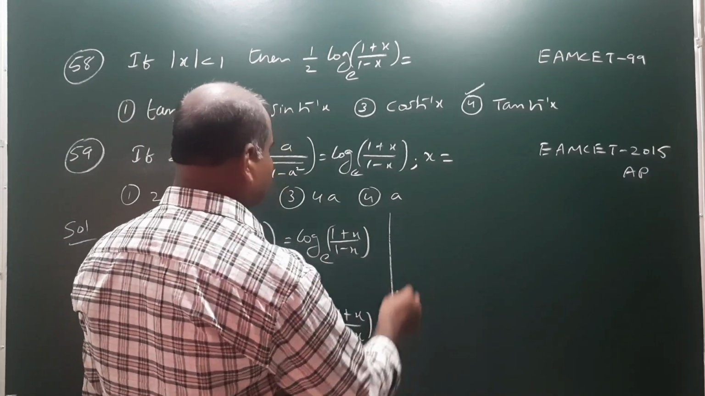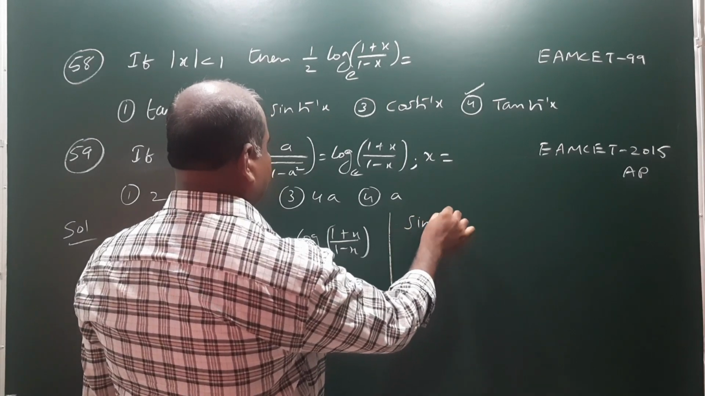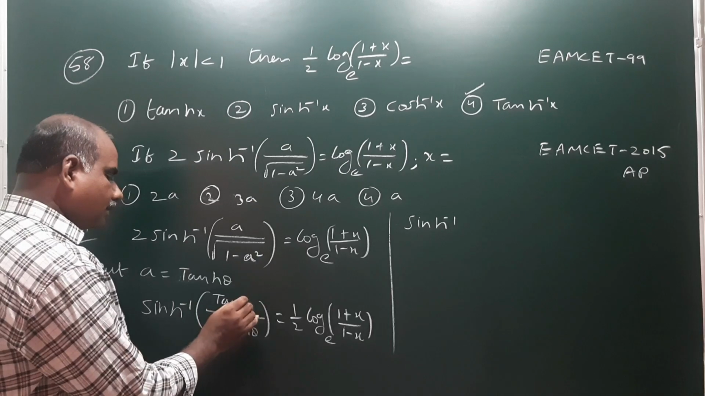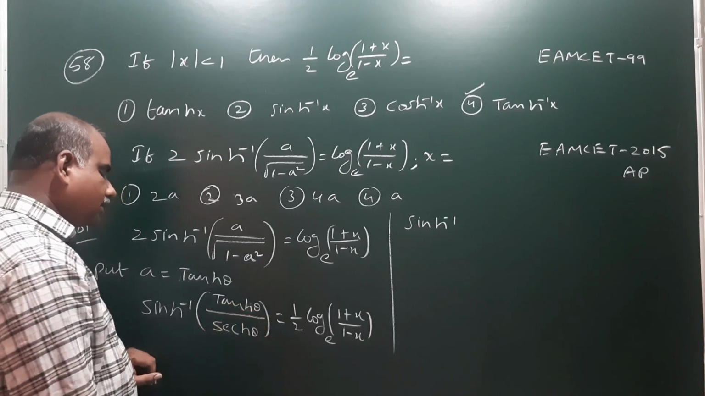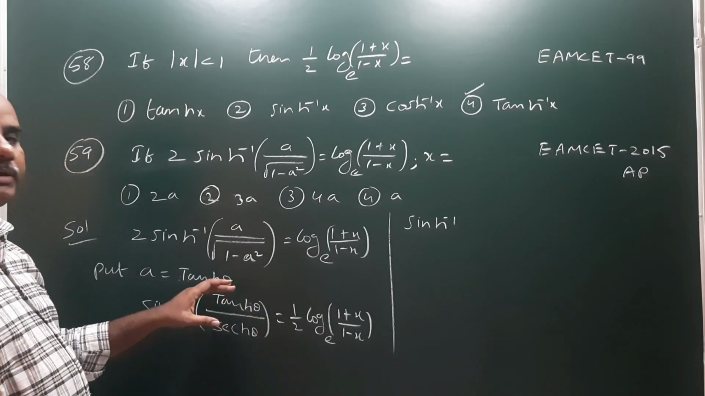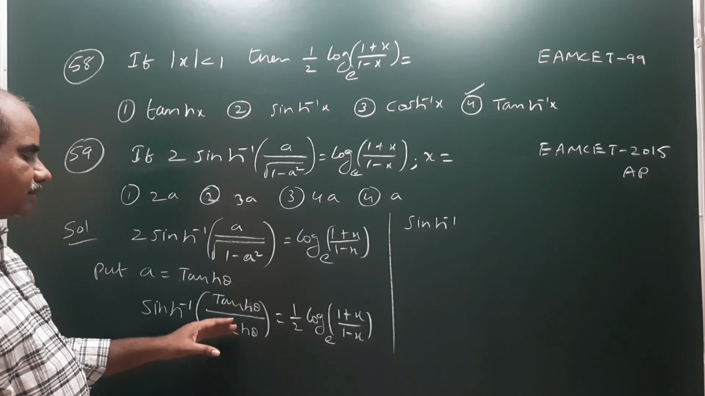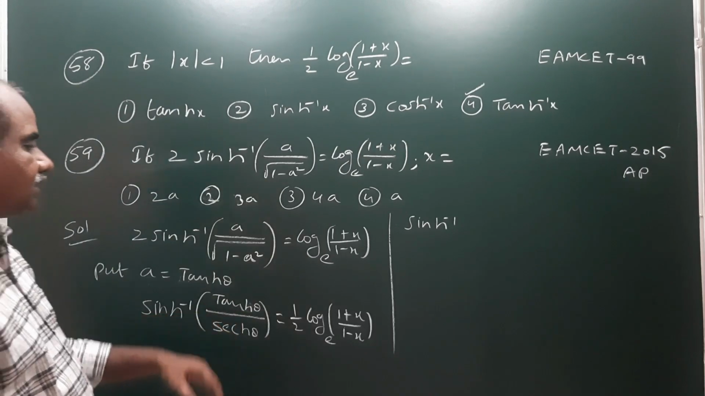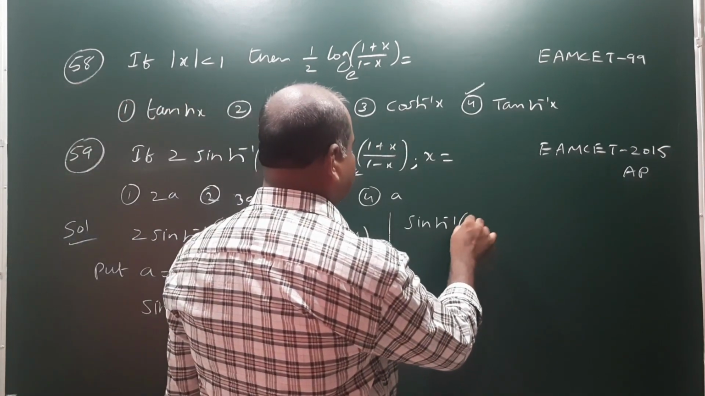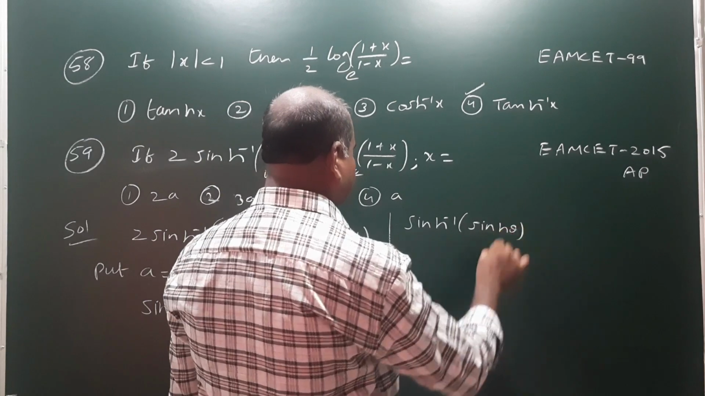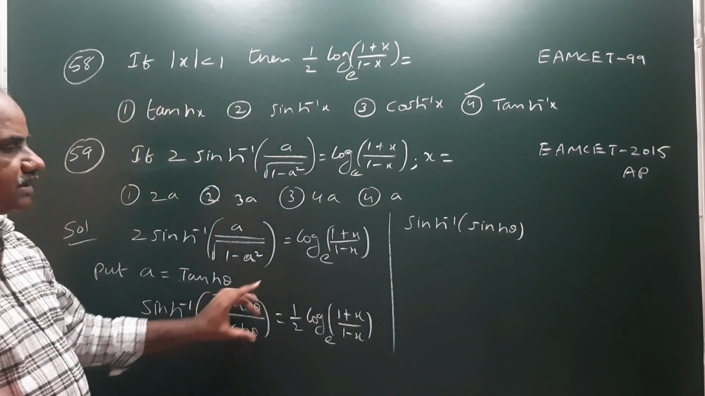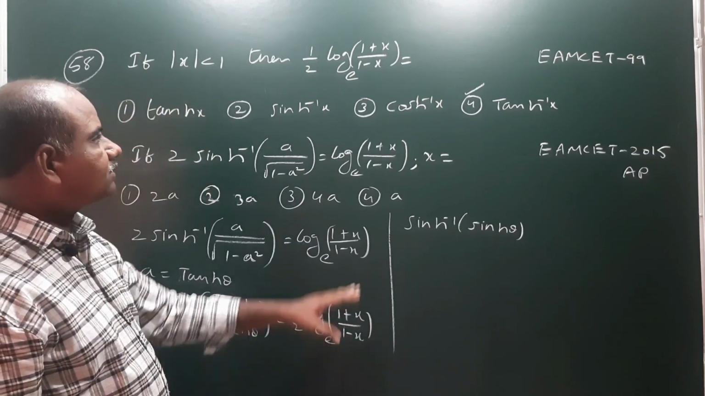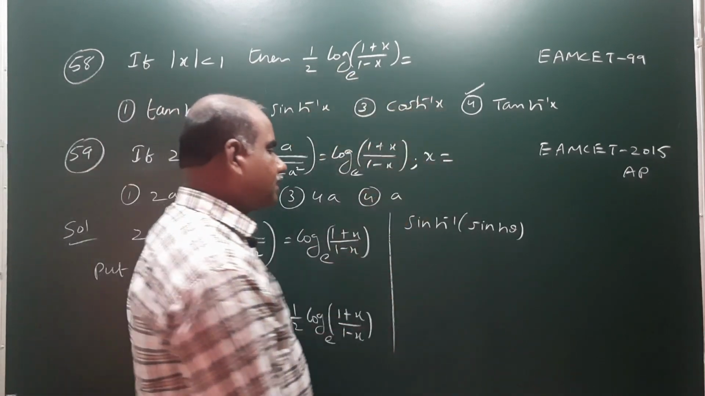And this is equal to sin h inverse tan h theta. Sorry, not tan theta, tan h theta. Tan h means sin h by cos h. Secant h means 1 by cos h. So cos h and cos h are cancelled. We get sin h theta only in the bracket. So totally this is equal to sin h theta. And we know that half log 1 plus x by 1 minus x is equal to tan h inverse x.